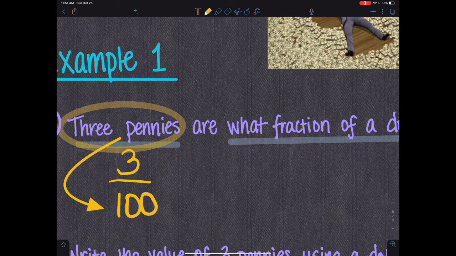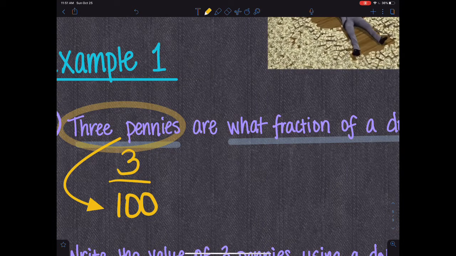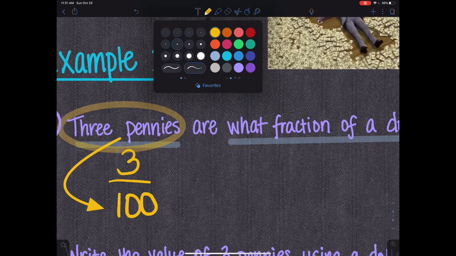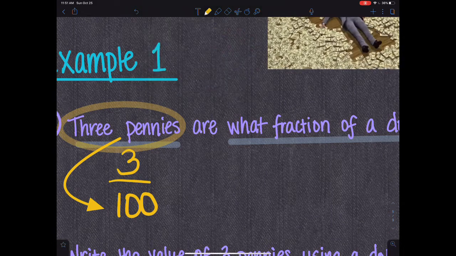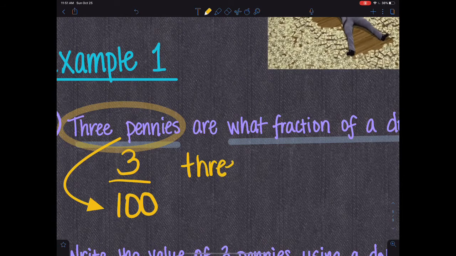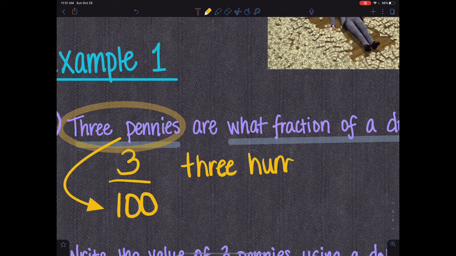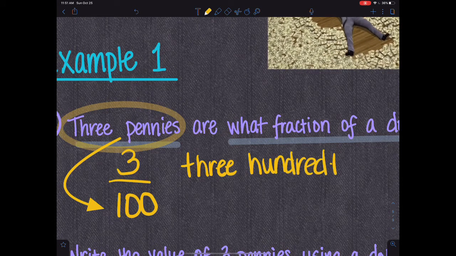And since a penny is worth 1/100th of a dollar, 3 pennies are going to be worth 3/100ths of a dollar. That's how you would say it in words. It would be 3/100ths with a THS, 3/100ths of a dollar.